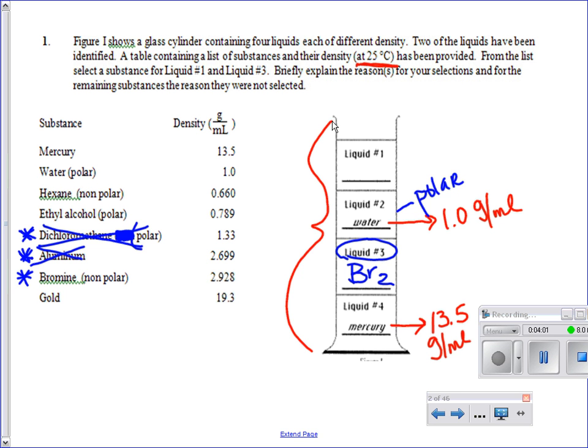What are our options for liquid number 1? Hexane's a possibility, and ethyl alcohol is a possibility because that's lighter than the 1, which is what we need. And those are the only 2 lighter than 1. So which one is it? Hexane. Why? It's nonpolar and it won't mix with alcohol. Okay? So that's why, because I know you guys don't drink. You know nothing about alcohol.